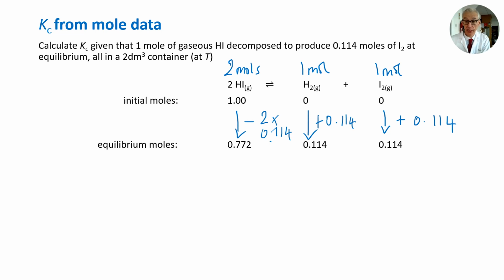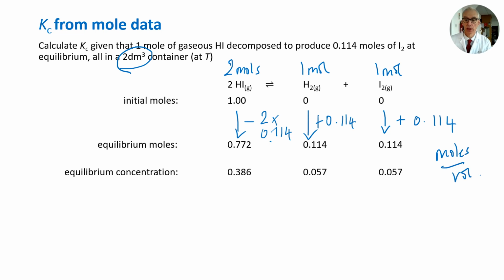So are we ready to calculate Kc? No. Kc is based on equilibrium concentration, and we've got a total volume of 2 decimeters cubed. So our concentration will be moles divided by volume. So 0.114, we're going to divide by 2 to achieve that, and that's the same for all 3. So we've now got the concentration of iodine, the concentration of hydrogen, and the concentration of hydrogen iodide at equilibrium.